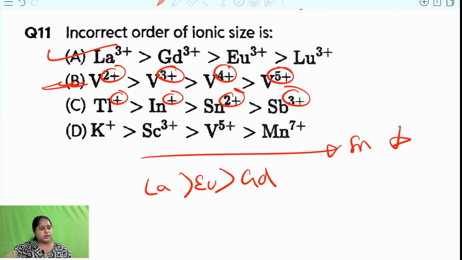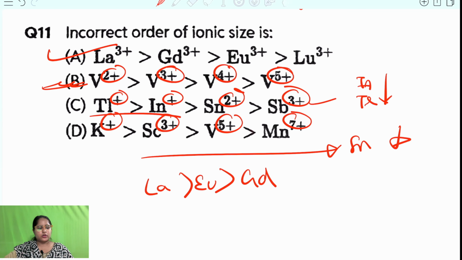Plus 2, plus 3, thallium and indium. Here indium and then thallium. Down the group size increases, so thallium will be more. This is also the right order. Plus 3, plus 5, plus 7, this is also the right order. Only the first is incorrect because Eu will come here. So here we have finished our DPP number 4 also. Let us move to DPP number 5.